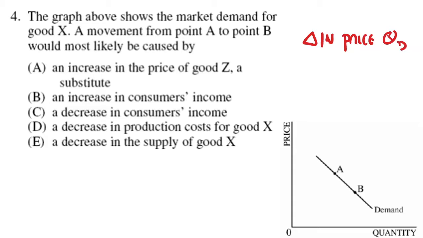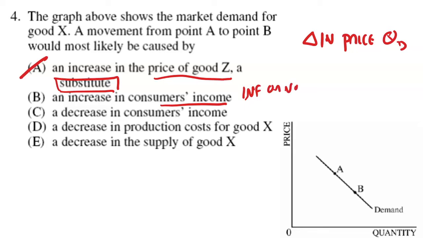If you look at choice A, an increase in the price of good Z, a substitute. Well, we know that a substitute or a complement is going to cause a shift in the demand curve, not movement along the demand curve itself. So we know A is not the correct answer. For B, consumers' income, with an inferior or normal good, causes a shift. So we know it's not B. Same thing for consumer income here, so we know it's not C. And now we're left with D and E.